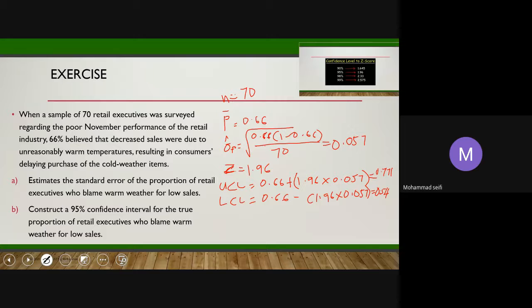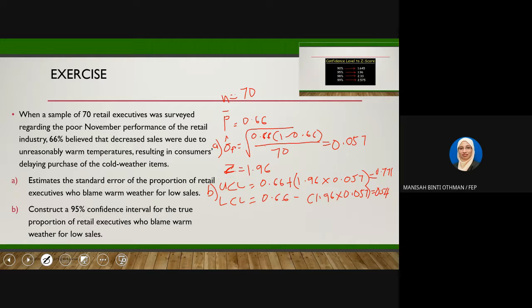0.771. Alright, so that is the upper control limit. This is for B, answer B, and this is A. So it's quite easy, as long as you understand, you can identify which one is your N value and which one is your P value. Normally students will confuse P bar and N value.